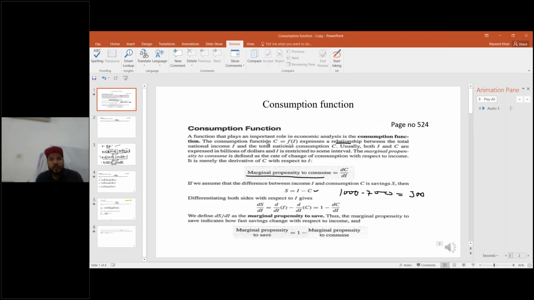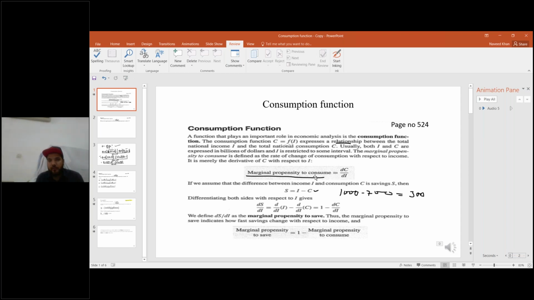Okay. So here we will discuss the consumption function. Consumption function means that we find out the relationship between the total national income and the total national consumption. Now here we have two properties. The first one is marginal propensity to consume, and the second is marginal propensity to save.